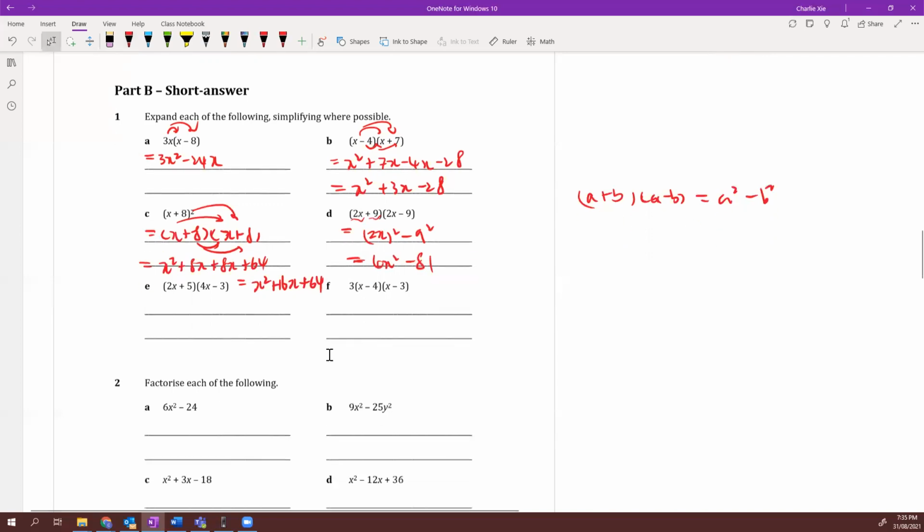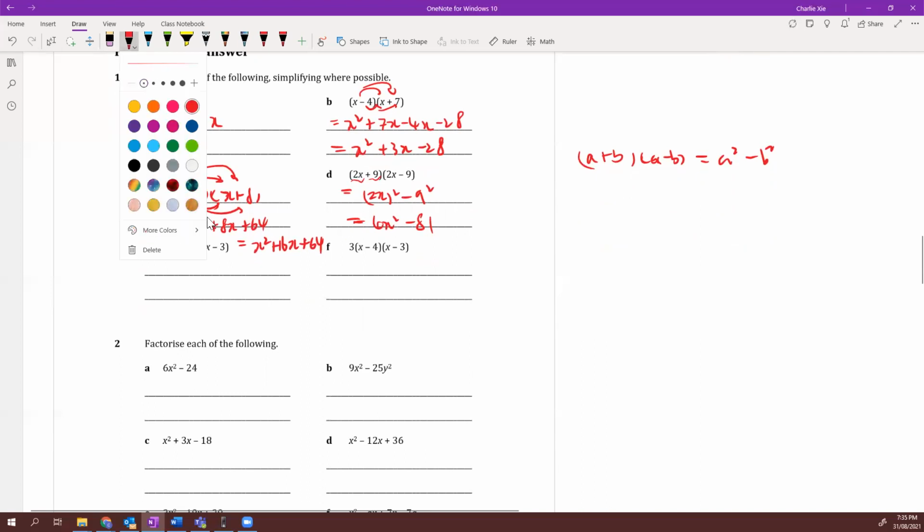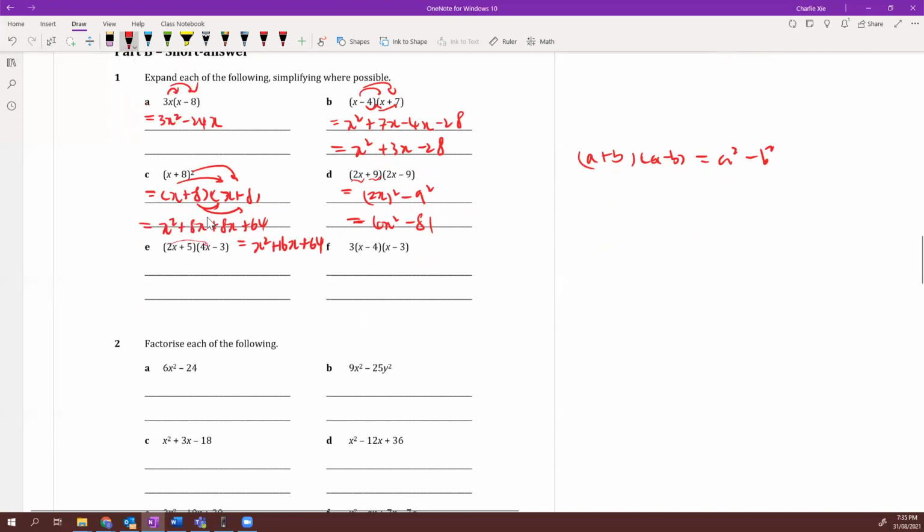Okay, next one. I'm going to pick a thinner pen. Okay, 2x. Again, this is the distributive law. 2x times 4x, 8x squared. 2x times minus 3, minus 6x. 5 times 4x, plus 20x. Minus 5 times minus 3, plus 15. So that's 8x squared plus 14x plus 15.